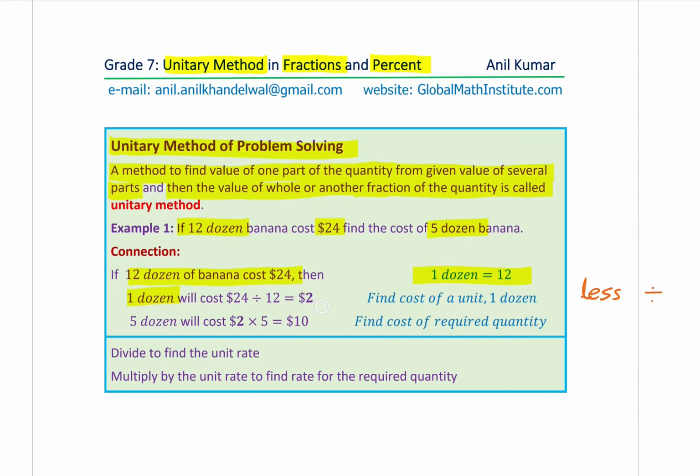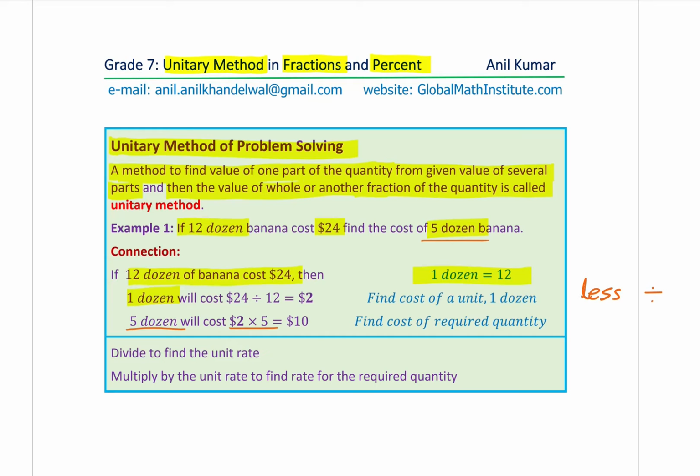So basically, every dozen of this banana will cost $2. Now you can find the cost for 5 dozens. So 5 dozen will cost $2 times 5. So multiply it by the rate, correct? So we got this particular unitary rate, unitary cost, that is what it is. And now we are interested in finding the cost for 5 dozen bananas. So we're going to multiply that by 5. 2 times 5 gives you 10, and therefore the cost of 5 dozen bananas will be $10, right?